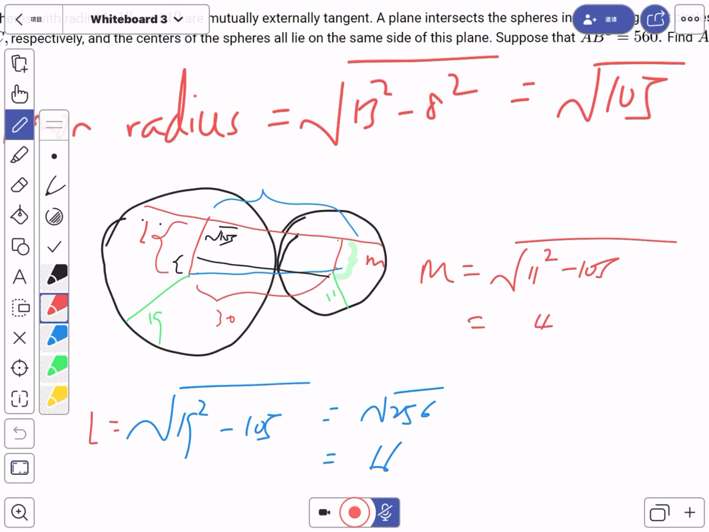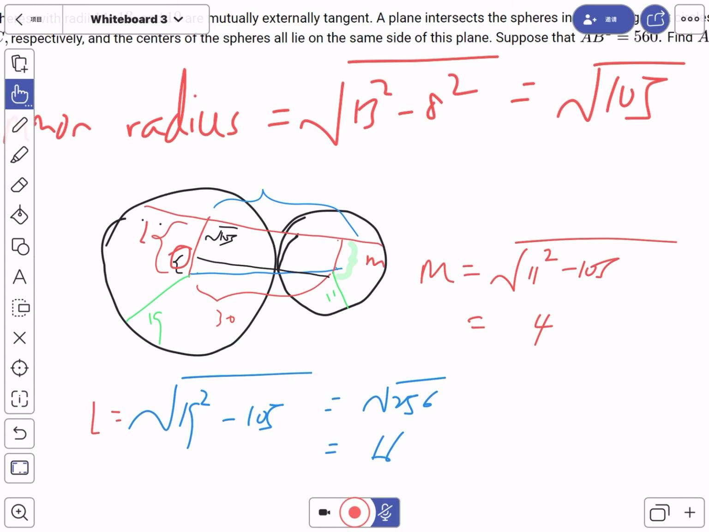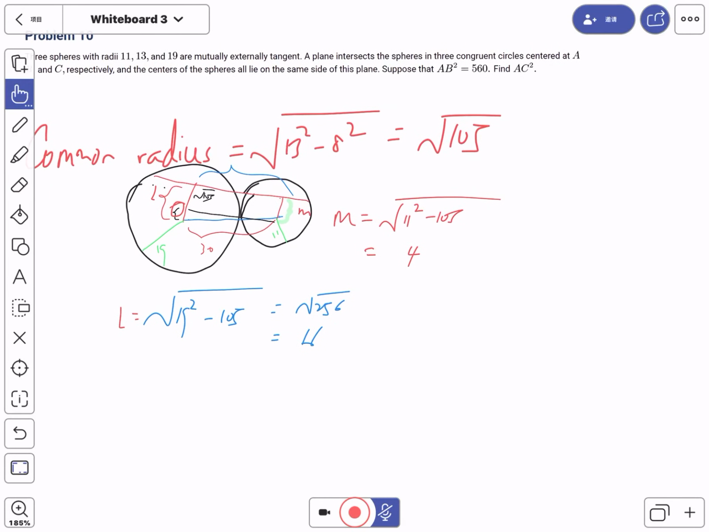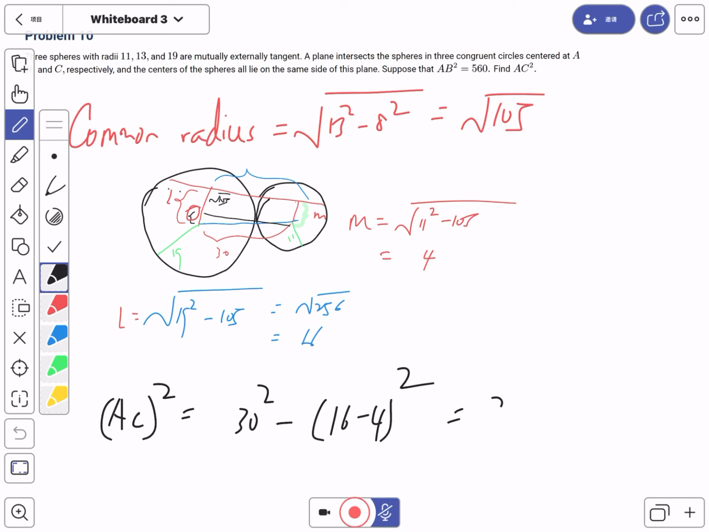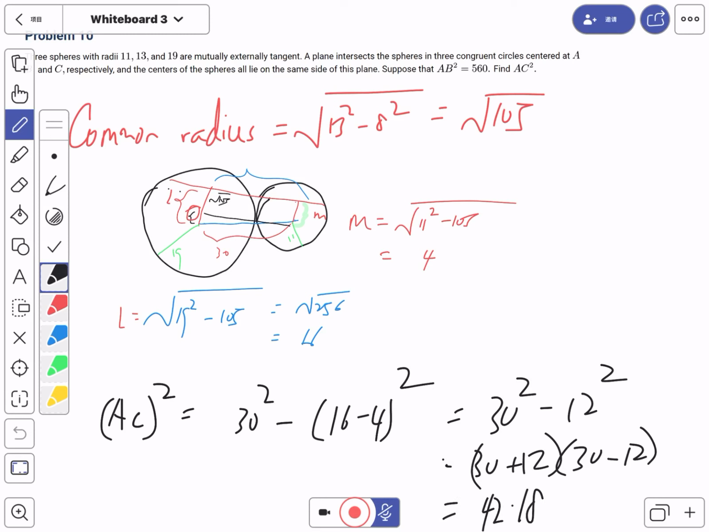The black length over here is just the difference between L and M. Now we're almost done. The length we desire, AC squared, is equal to 30 squared minus (16 minus 4) squared, so 30 squared minus 12 squared. That's 30 plus 12 times 30 minus 12, which equals 42 times 18. After calculation, that gives us 756 as our final answer.